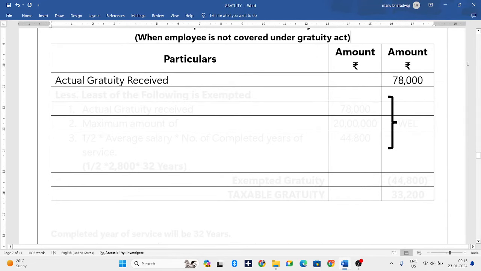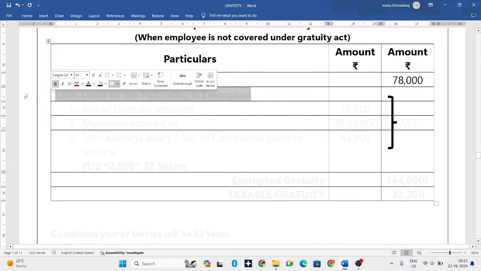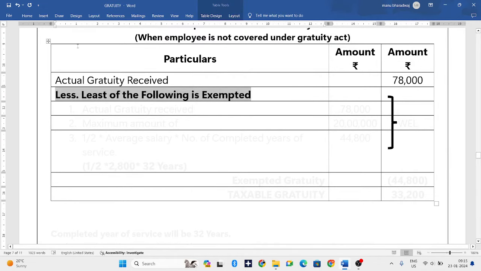Now he is a private organization employee, and he is receiving gratuity on retirement. So certain exemptions will be given. Out of 3 exemptions, whichever is least will be exempted.